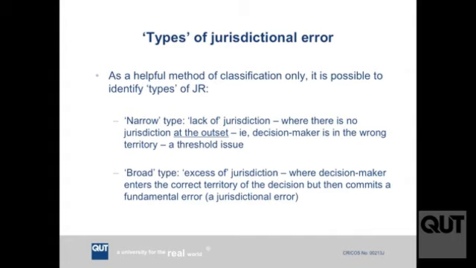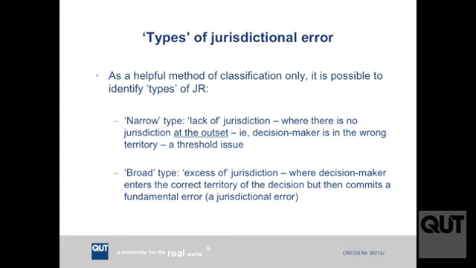If there is no authority to make a decision, this means that the decision will be infected by jurisdictional error. The broad type of jurisdictional error occurs where there is an excess of jurisdiction. Some commentators disagree about the scope of this type, whereas there is broad agreement regarding the first type of jurisdictional error.